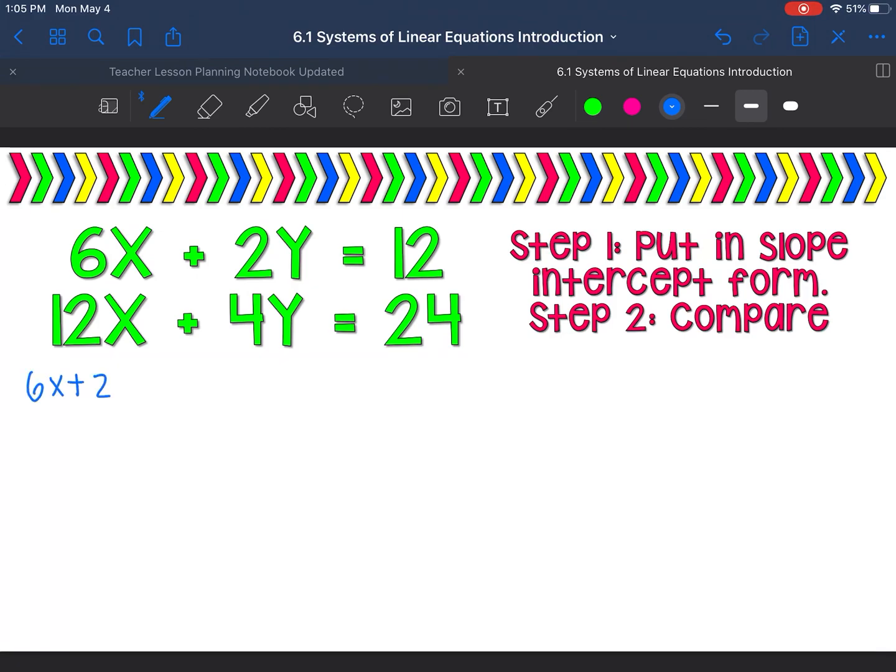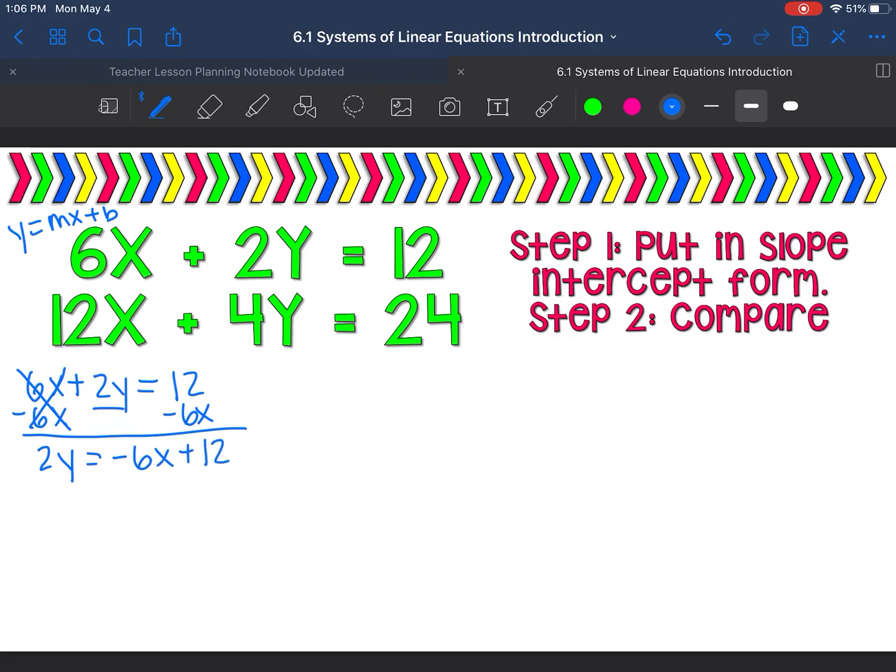I have 6x plus 2y equals 12. Now, I know for slope-intercept, I need it in the form of y equals mx plus b. So that means I need to get that y by itself. So in order to get that y by itself, I need to get rid of 6x. This 6x is positive, so I'm going to subtract 6x from both sides. 6x minus 6x cancels out, and that leaves me with 2y equals negative 6x plus 12.